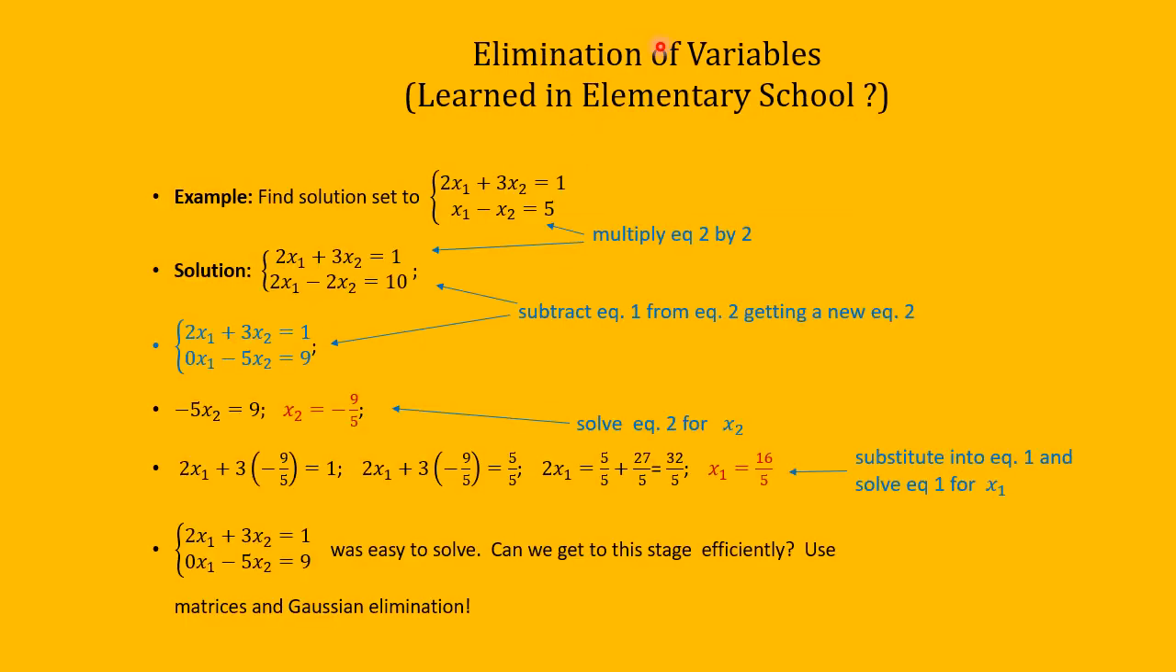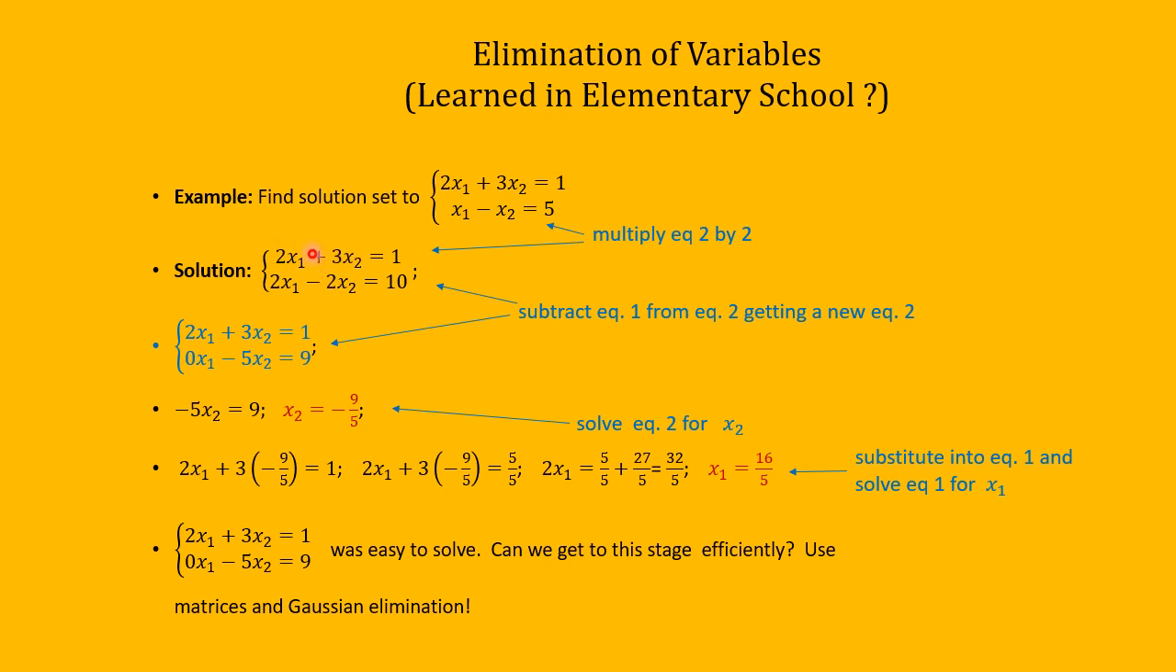So let's see an example using elimination of variables. Let's find the solution set to the following system of equations. 2 times x sub 1 plus 3 times x sub 2 equals 1, x sub 1 minus x sub 2 equals 5. If we look at these two equations, it would be nice if we could get rid of this x sub 1 term in the second equation. Why don't we multiply that second equation by 2, so it'll become 2x1 minus 2x sub 2 equals 10, and together with the first equation we now have this resulting system.